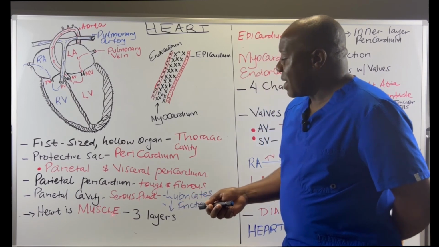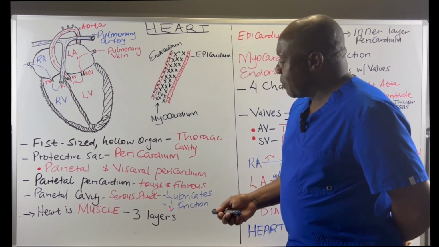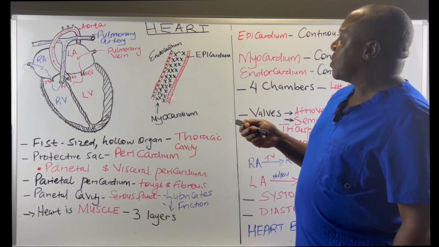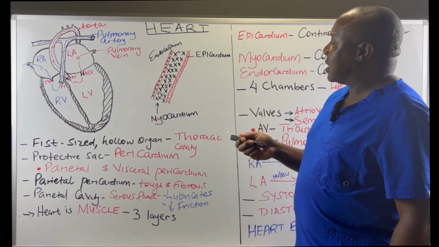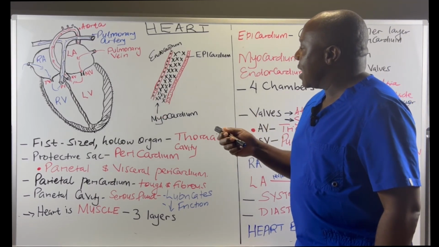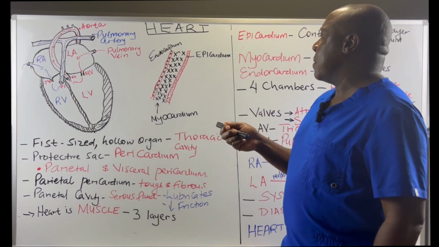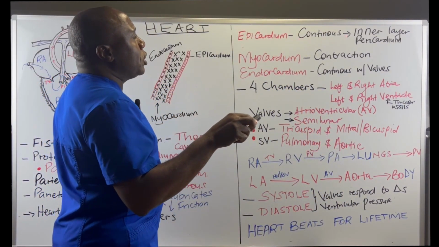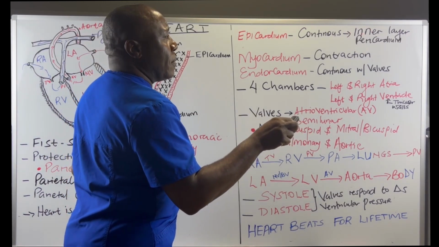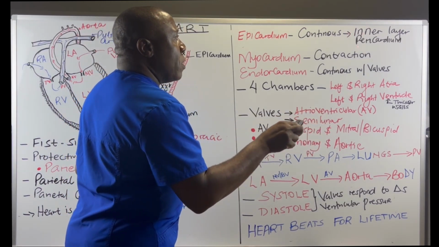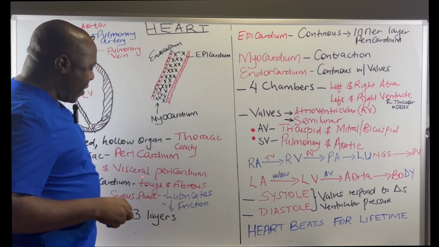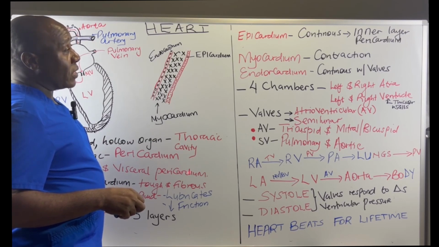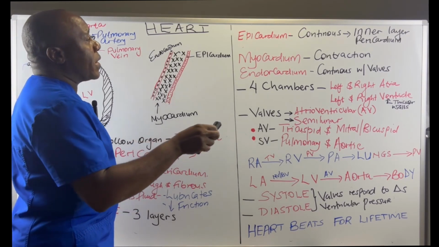The heart is a muscle, and it is made up of three layers. We have the topmost layer referred to as the epicardium, the middle layer referred to as the myocardium, and the inner layer referred to as the endocardium. The epicardium is the layer that is continuous with the inner layer of the pericardium. When you talk of the inner layer of the pericardium, we are talking of the visceral pericardium, the layer that lies directly on the heart surface. So it is continuous with the epicardium.